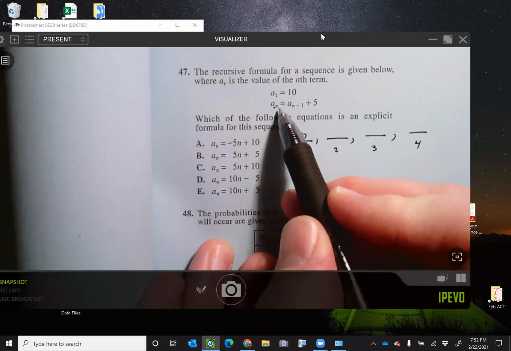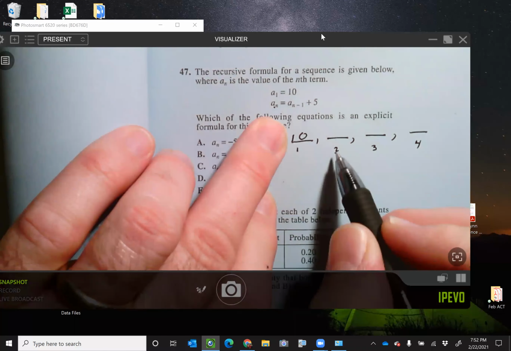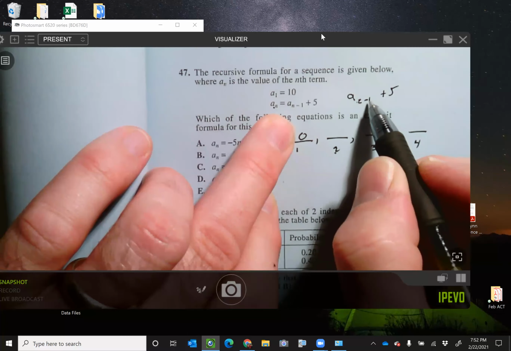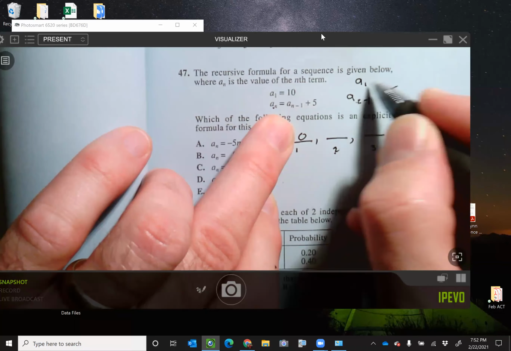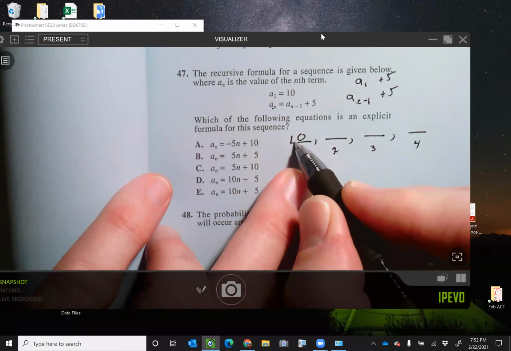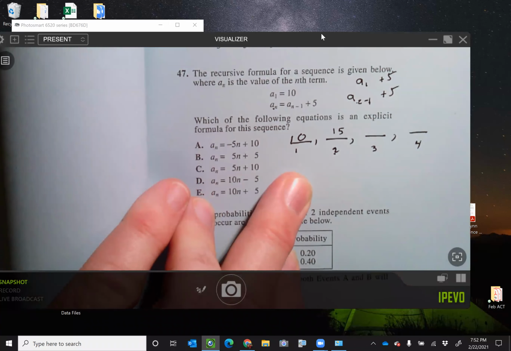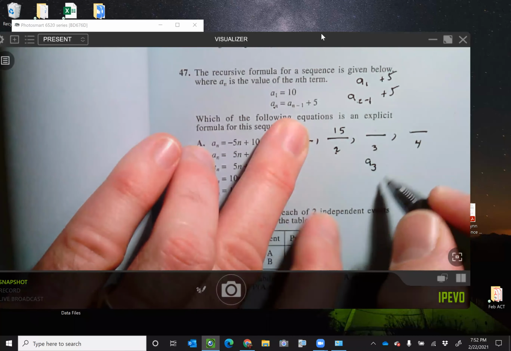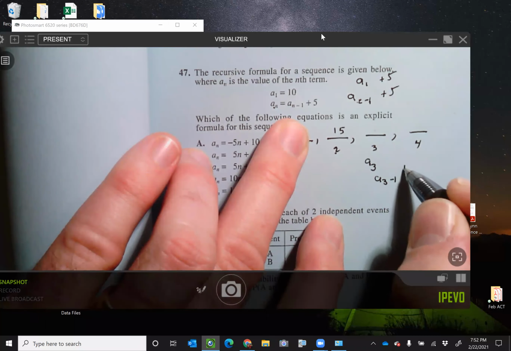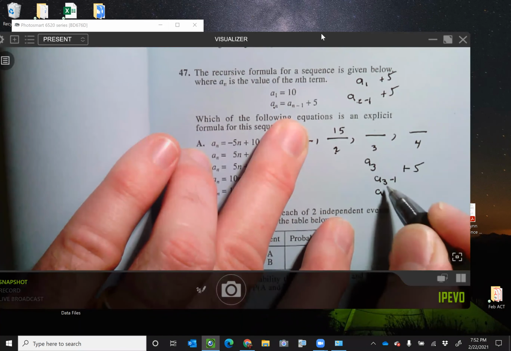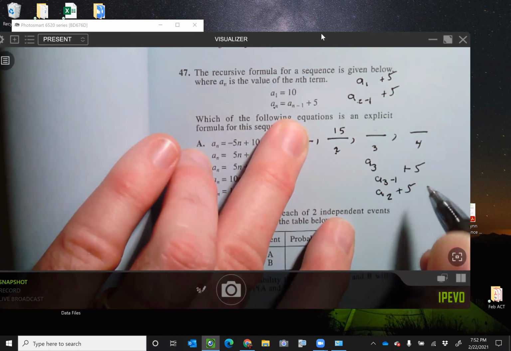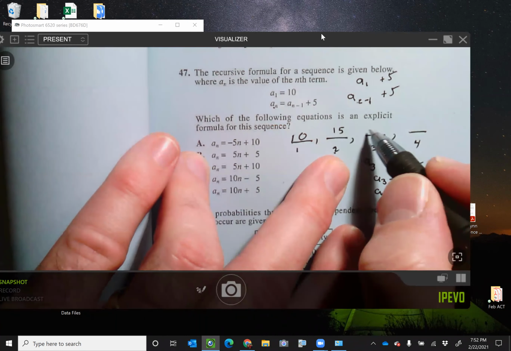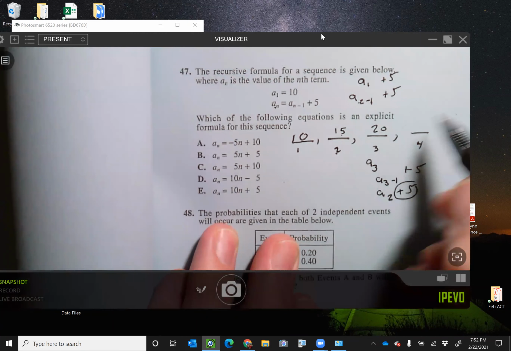Now, to get the next one, let's say A sub 2, it would be A sub 2 minus 1 plus 5. Well, 2 minus 1 is 1, so it's really A sub 1 plus 5. So it's really take this thing and add 5 to it. If I want to figure out A sub 3, I'd rewrite that formula. It'd be A sub 3 minus 1 plus 5. Well, 3 minus 1 is 2, so it'd be A sub 2 plus 5. There's A sub 2, which is 15, and we're just adding 5. So let's add 5 again. Looks like we're always going to be adding 5, right?